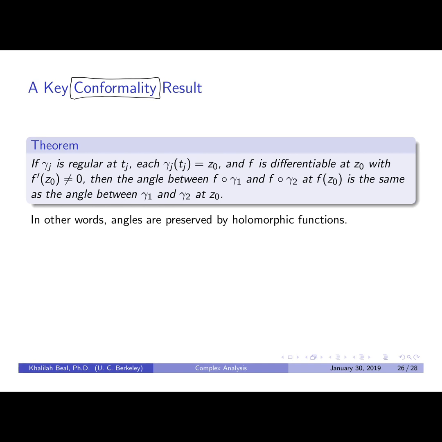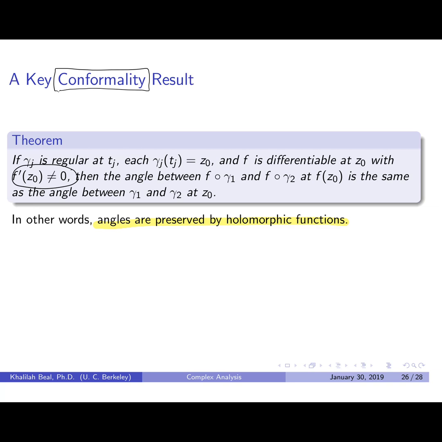Conformality. This basically says that angles are preserved by holomorphic functions, assuming that the derivative is non-zero. So let's look at it. If you've got some regular curves at a point and the curves are intersecting, so say here's gamma 1 and here's gamma 2, and they're meeting at z naught. And if f is differentiable at z naught, now when we apply f, f composed with gamma 1 is going to be a brand new curve. So maybe this is f composed with gamma 1, and maybe f composed with gamma 2 looks like that.